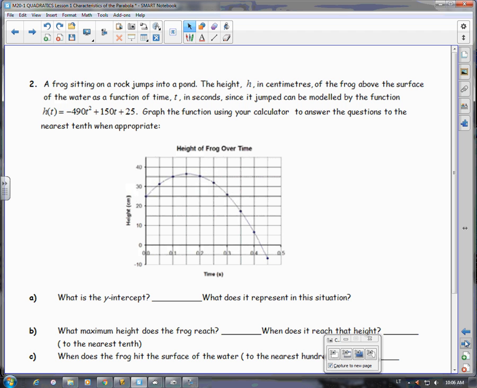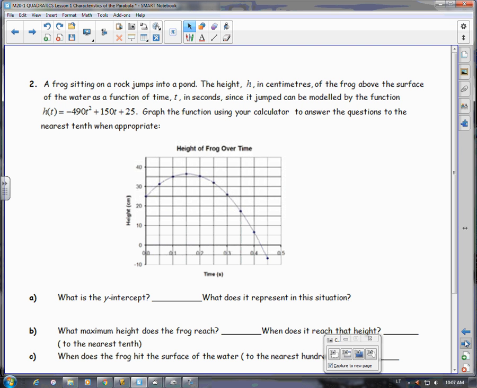All right. So, the question says, a frog sitting on a rock jumps into a pond. The height, h in centimeters, of the frog above the surface of the water as a function of time. Okay, so here's where we're using that function notation. H of t, the height is a function of time. So we're expecting a t value in this equation. So there it is. H of t is equal to -490 t squared plus 150 t plus 25.